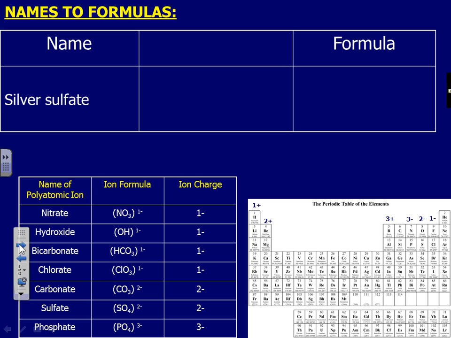Don't write down names to formula again. Just put example 2, put silver sulfate.